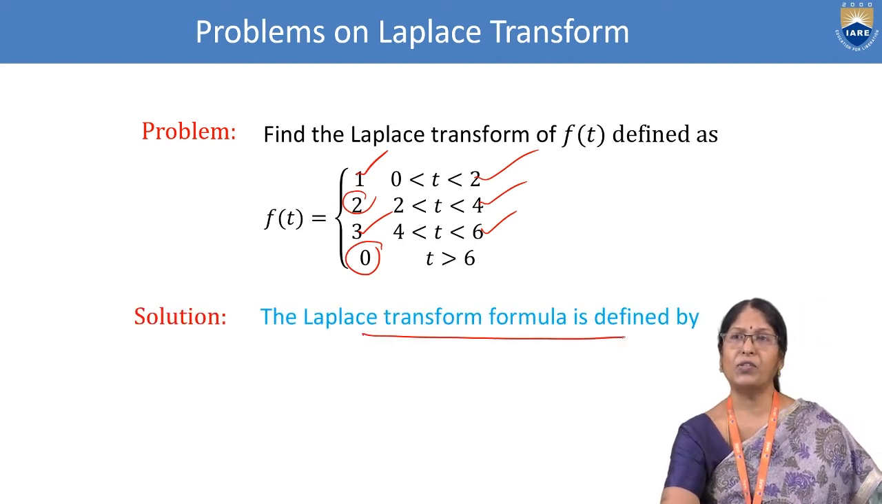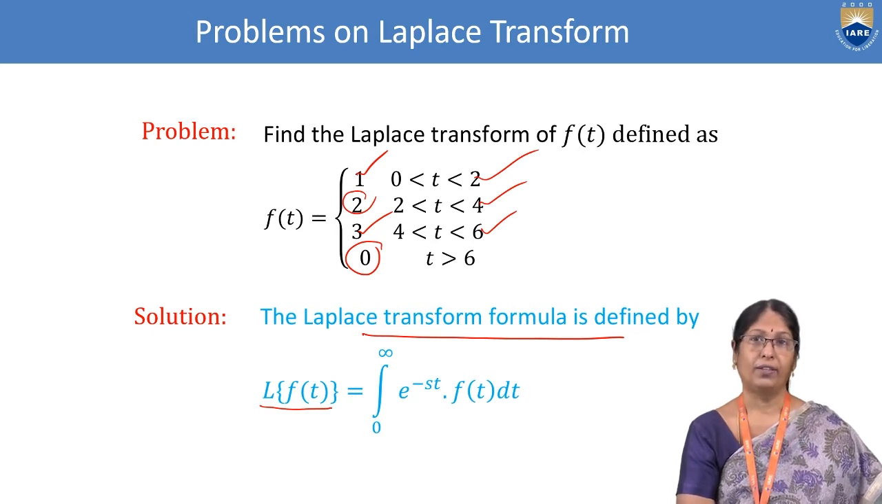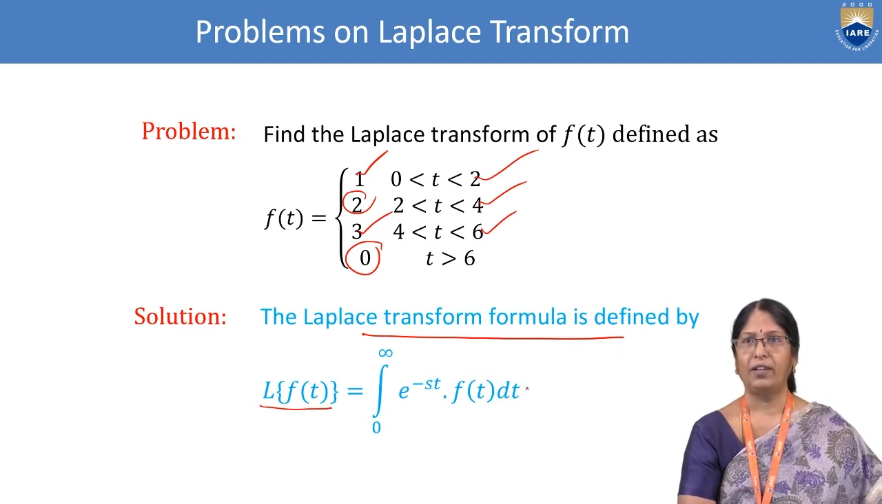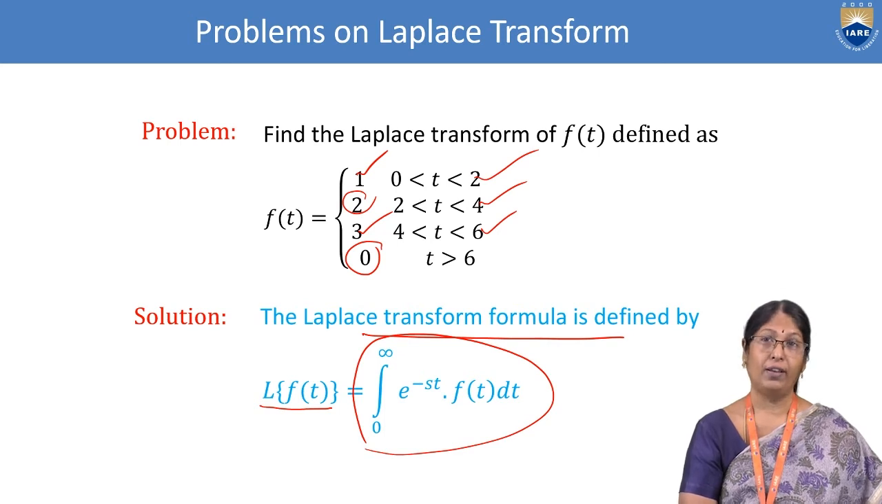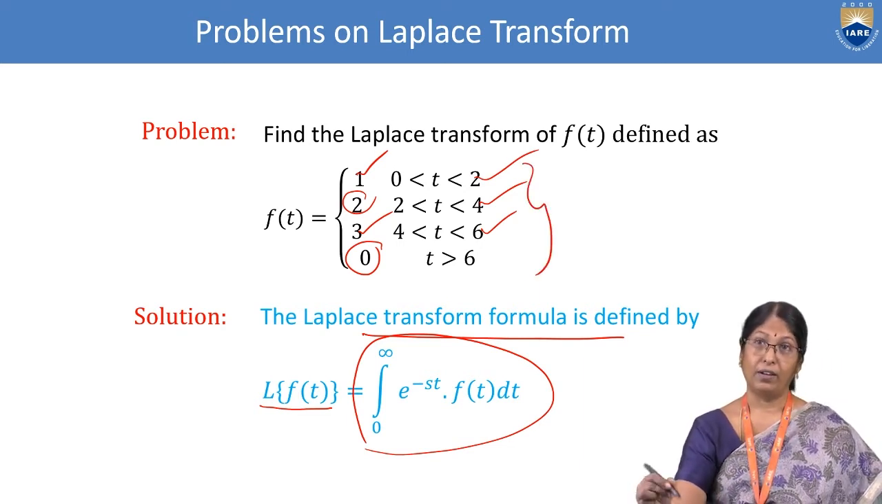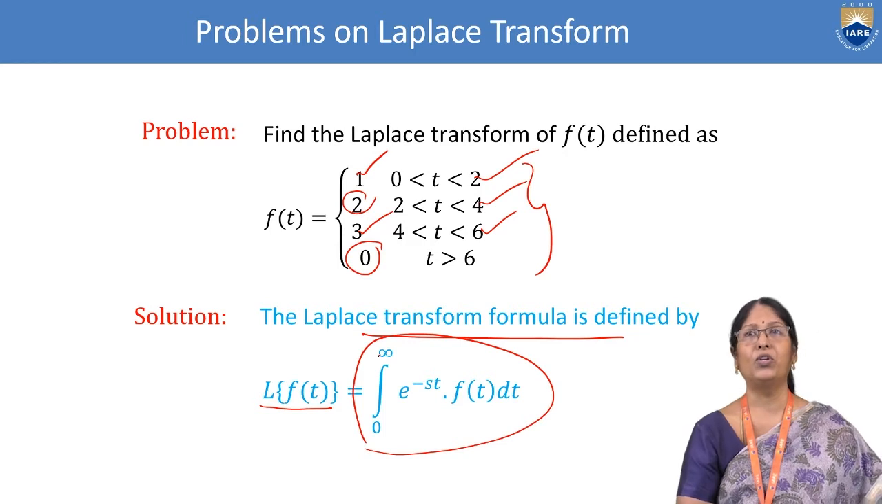Now, the Laplace transform formula: how can we read this? L of f of t, the Laplace transform of the function f of t, is defined by the integral of e power minus st into f of t dt, integrated from 0 to infinity. This is the Laplace transform formula. In the formula, the range is from 0 to infinity. But according to our problem, the intervals 0 to 2, 2 to 4, 4 to 6, and 6 to infinity have to be inserted into our formula's range 0 to infinity.